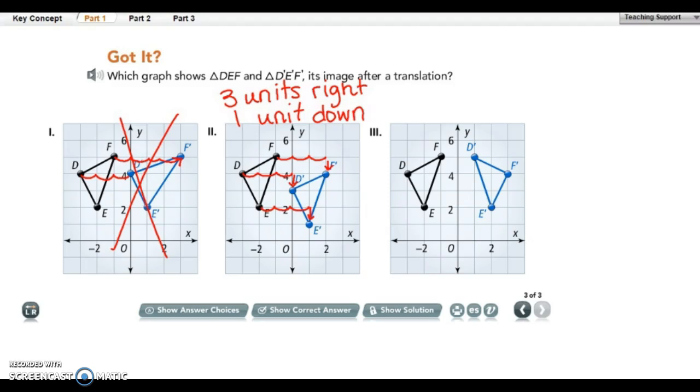Okay, let's look at our last one. From D to D prime, we're going to go 1, 2, 3, 4 units to the right and 1 unit up. From F, we're going to go 1, 2, 3, 4 units to the right, and then down a unit, which means that one is different and therefore cannot be a translation.